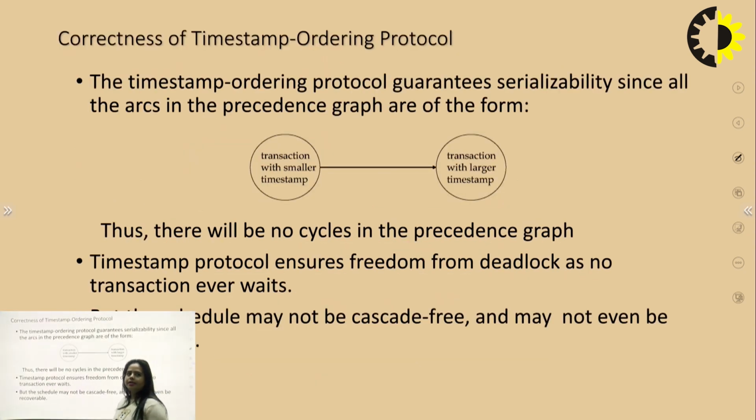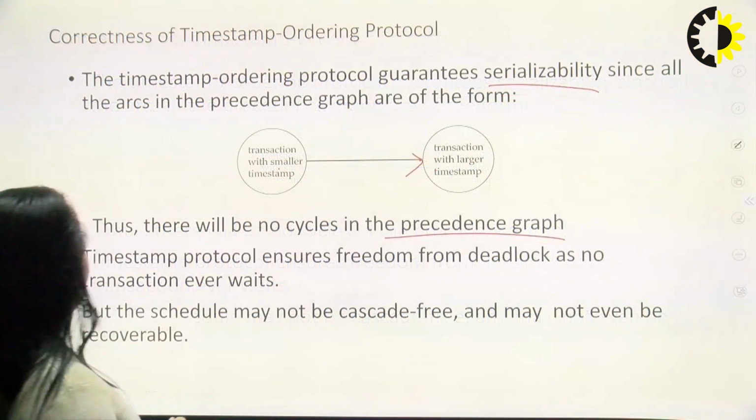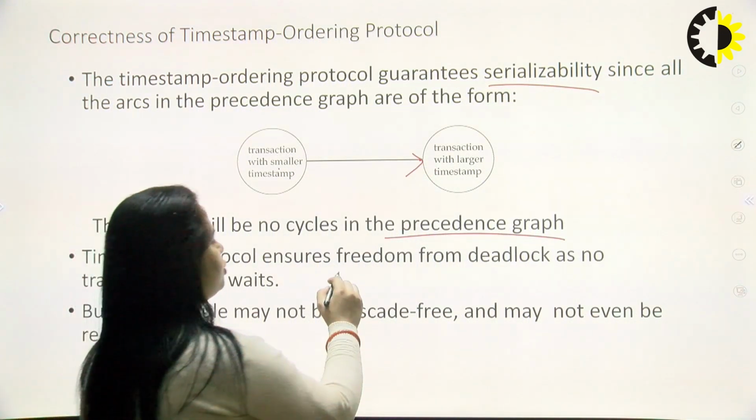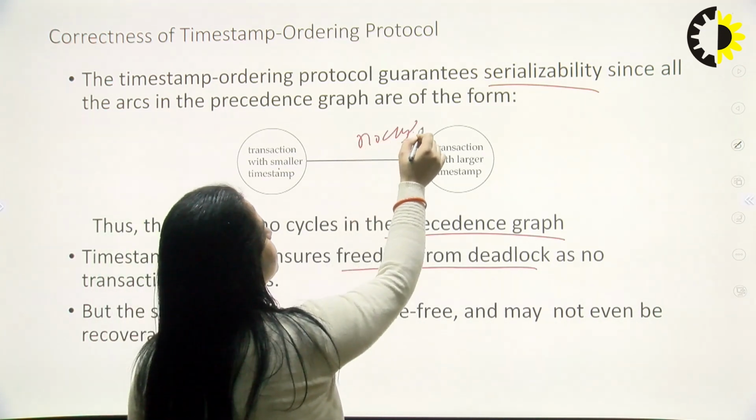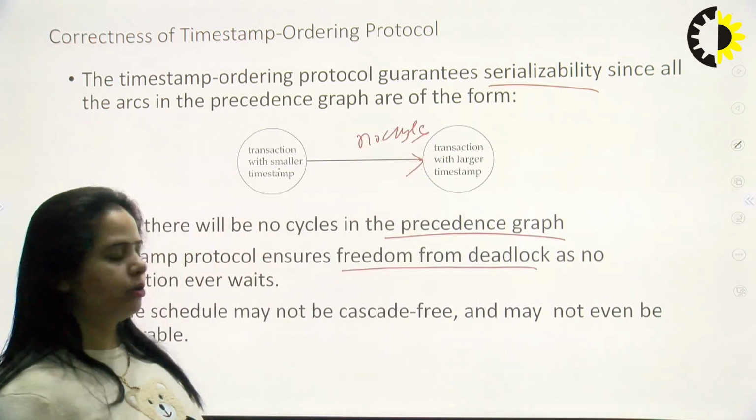Next is the correctness of the timestamp ordering protocol. The timestamp ordering protocol guarantees serializability. Reason: a transaction with a smaller timestamp has an edge to the transaction with a larger timestamp. So there will never be a cycle in the precedence graph, and there should never be any conflicting operations. The timestamp based protocol ensures freedom from deadlock, because no cycle will be formed in the precedence graph. So there is no chance of deadlock situations.